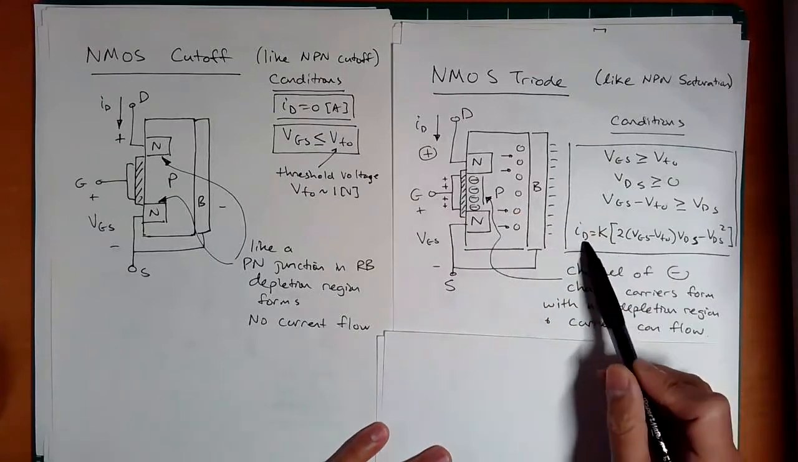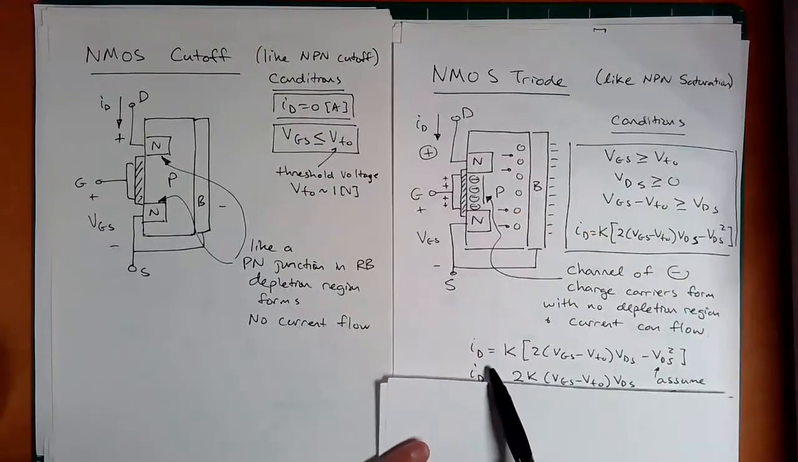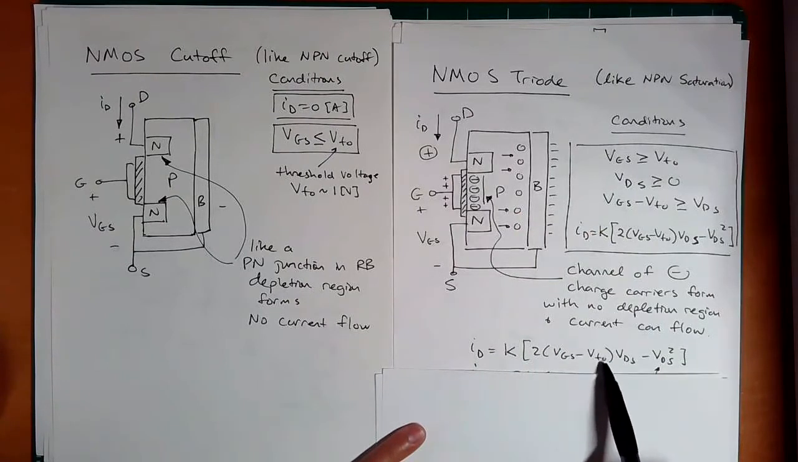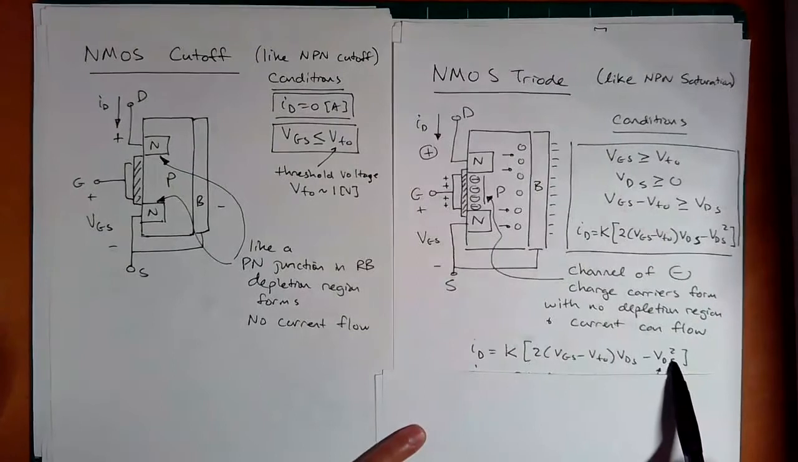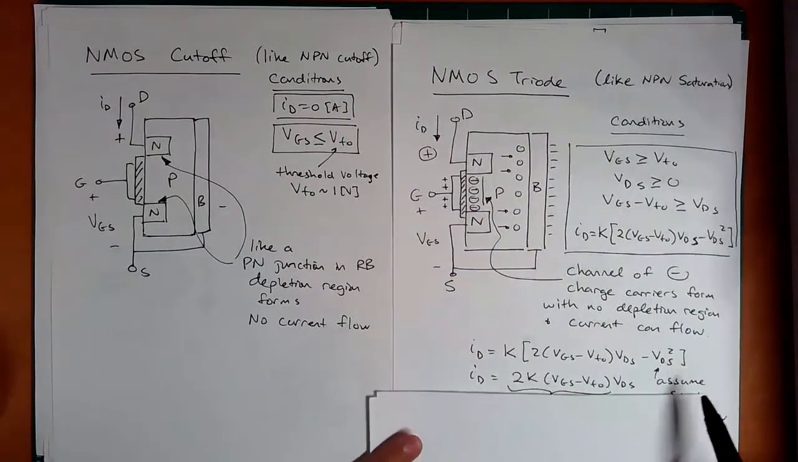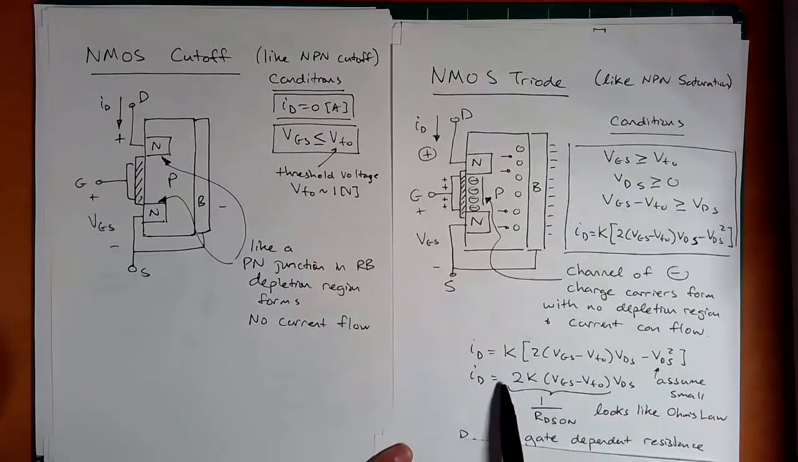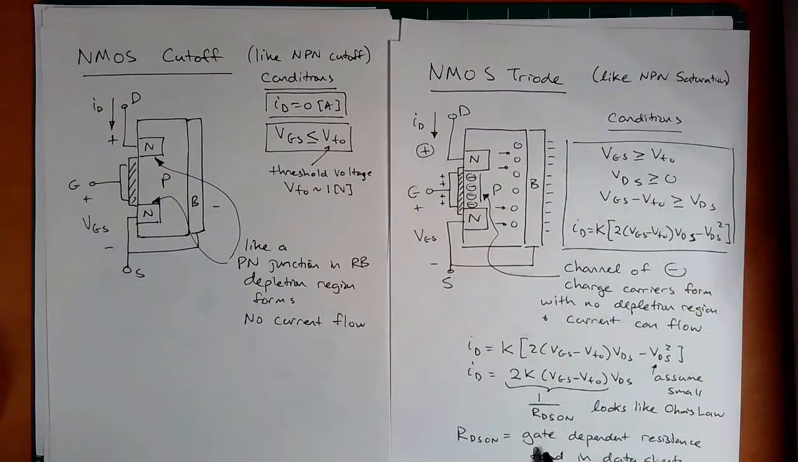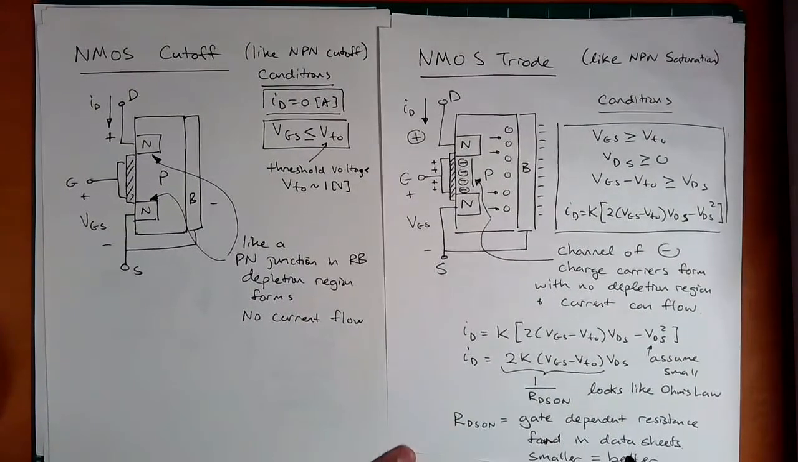Okay. Now the current equation is this nonlinear equation, and I rewrote it here. And what does it say? Some constant times 2 times essentially VGS, which is the gate voltage, times the voltage across here, minus VDS squared. Okay, so let's assume that this is a small guy. Let's assume this is small. Well, what do we have here? We just have this term. And this looks a lot like Ohm's law, where this term here is 1 over RDS on, or 1 over a resistor. And this resistor we will call RDS on. So RDS on is the gate-dependent resistance found in data sheets.